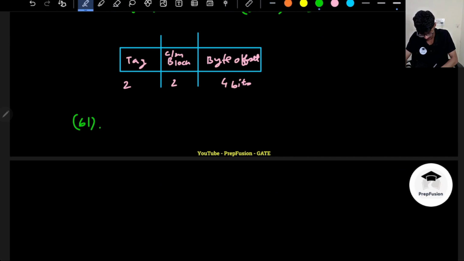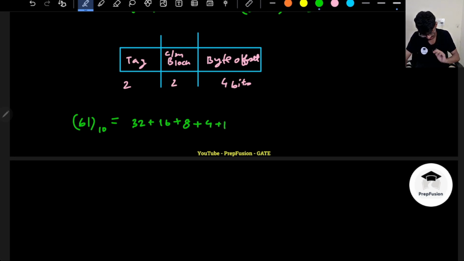61 is in decimal. If nothing is mentioned, by default you will assume 61 to be decimal. So how do I write 61? 61 is 32 plus 29. So what is 29 equal to? 29 is equal to 16 plus 13. What is 13 equal to? 13 is equal to 8 plus 4 plus 1. What is 5 equal to? 5 equals 4 plus 1.